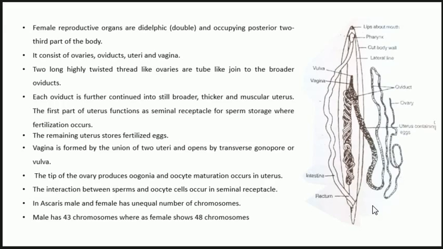If we talk about humans, then you have 23 and 23, male and female. In any other animal also, the equal number of chromosomes are there in male and female gametes. But here, in case of male and female gametes of Ascaris, male has 43 chromosomes, whereas female has 48 chromosomes. So there is a difference between these two.